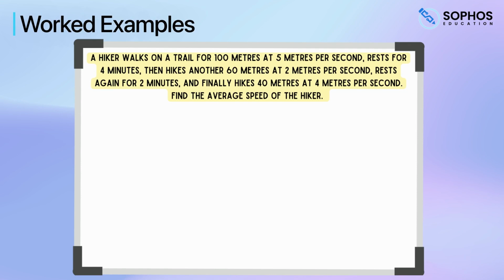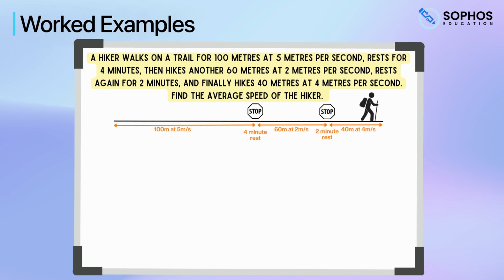Let's go through one final example. A hiker walks on a trail for 100 meters at 5 meters per second, rests for 4 minutes, then hikes another 60 meters at 2 meters per second, rests again for 2 minutes, and finally hikes 40 meters at 4 meters per second. Find the average speed of the hiker.